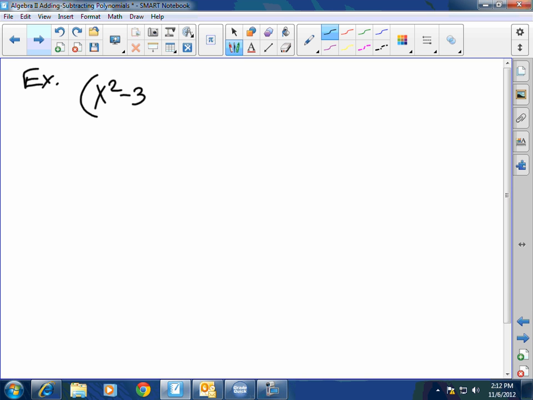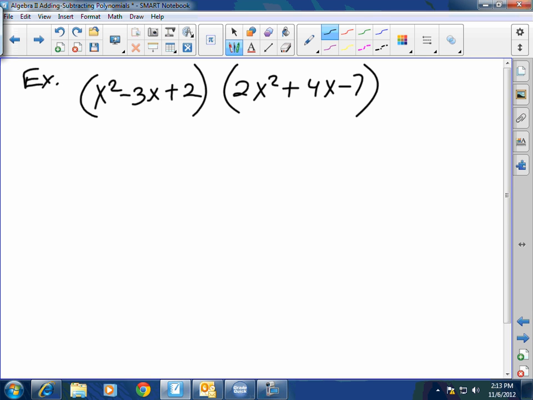x squared minus 3x plus 2 times 2x squared plus 4x minus 7. I don't want you to stress out here. You're going to have a very, very long polynomial here, but it's easy. First, x squared times everything. Each term basically has to be multiplied to each of the other terms in the second polynomial.